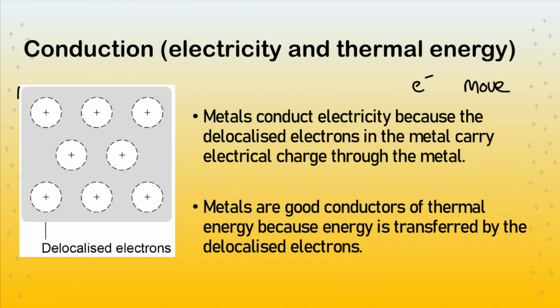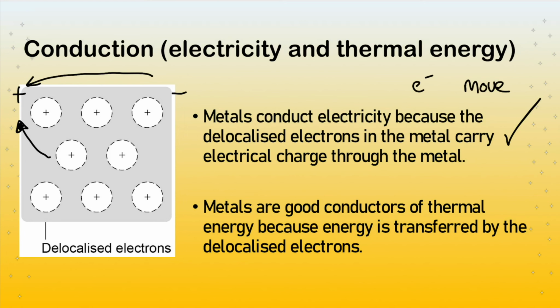So if we put a positive electrode and a negative electrode around this metal, we'd have the electrons moving generally in the direction of the positive electrode. And we have therefore a flow of charge from the negative end to the positive end. And that's current. So that's what electrical charge moving is. It's creating current, which is electricity. So that's a brilliant property of metals.